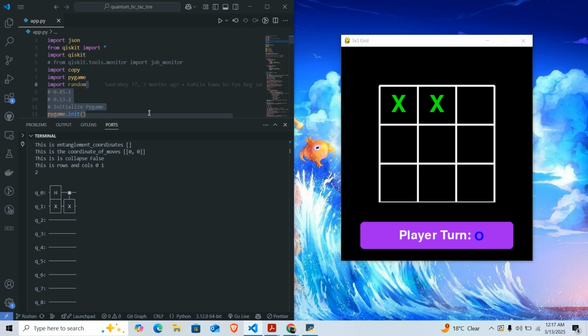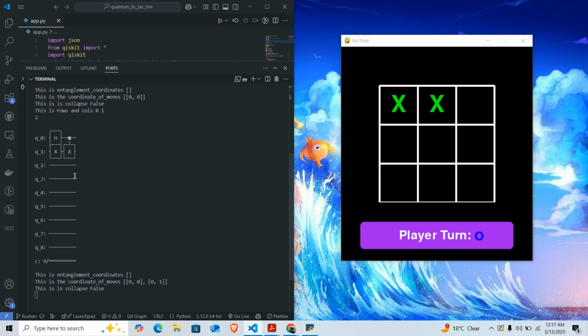And this is the circuit. This is the quantum circuit right now. This is the Pauli X gate, and this is the Hadamard gate, and you can see the 0 and 1 positions are connected using one Hadamard gate and two Pauli X gates, which shows superposition. Now let's take O.